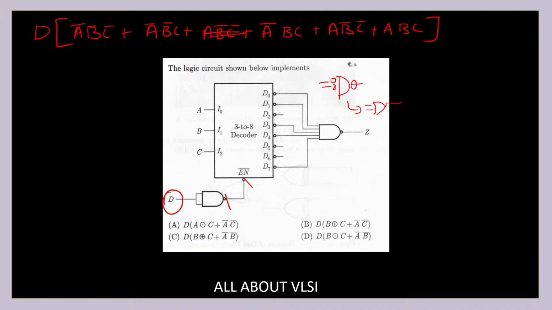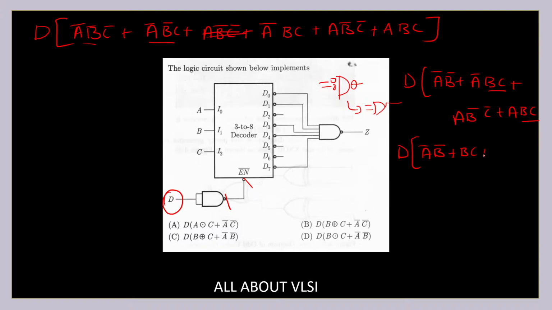So here I can see A bar, B bar. If I take it common, C will be cancelled out. So D into A bar, B bar plus A bar, BC plus A, B bar, C bar plus ABC. This is what I am left with. So BC, if I take common, then A plus A bar will be equal to 1. So I will be left with A bar, B bar plus BC plus A, B bar, C bar. This is what I'm going to get.